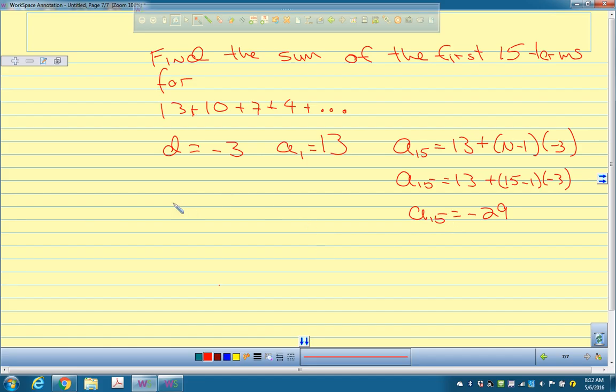Then to find the sum of the first 15 terms, I take the first term, which is 13, and the last term, which is negative 29. I multiply by how many terms there are, which is 15, and I divide that answer by 2. So this makes negative 16 times 15 divided by 2. I would divide by 2 first and then multiply by 8, which gives you negative 120.